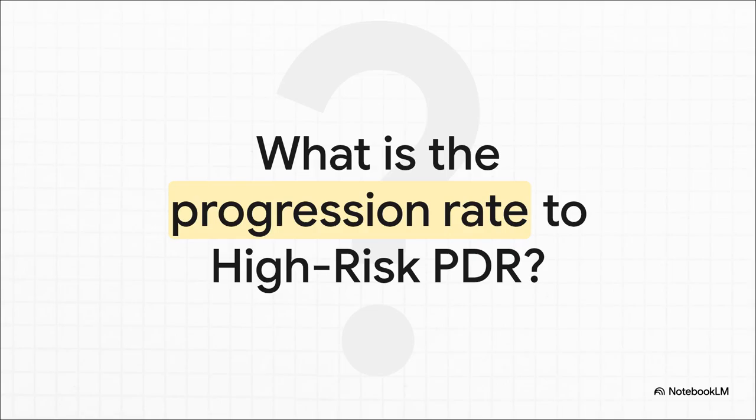To wrap up our explainer today, I've got one final rapid-fire retrieval challenge for you. According to the DRS, if you diagnose a patient with severe NPDR using that 4-2-1 rule, what is their chance of progressing to high-risk PDR within 1 year? And what if they have very severe NPDR, meaning they hit 2 or more of those 4-2-1 criteria? Well, the answers are 15% and 45% respectively. That nearly 50-50 coin flip for very severe NPDR is exactly why we monitor these patients so aggressively.